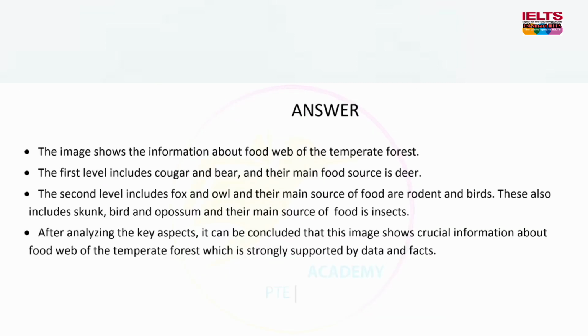The image shows information about the food web of the temperate forest. The first level includes cougar and bear, and their main food source is deer. The second level includes fox and owl, and their main source of food is rodents and birds. These also include skunk, bird, and opossum, and their main source of food is insects.